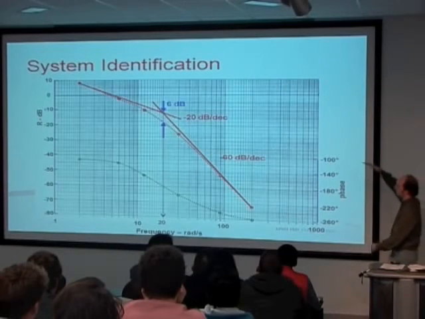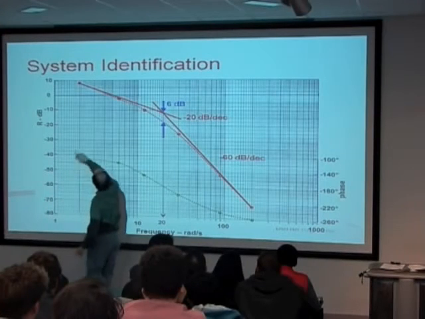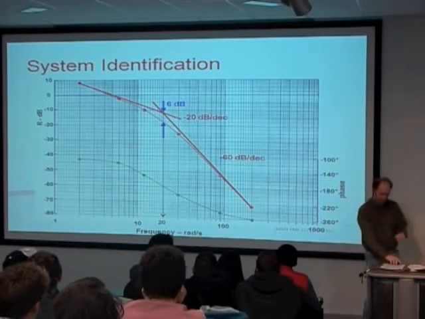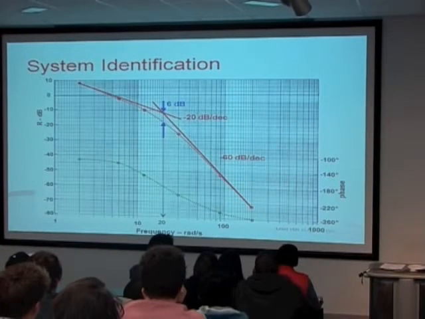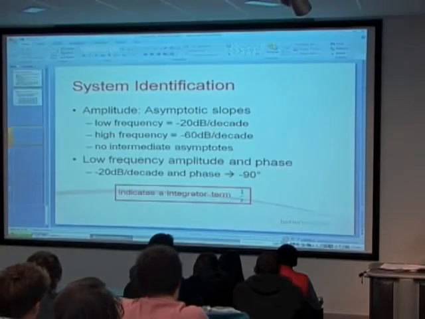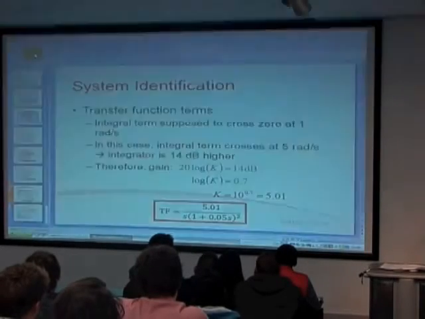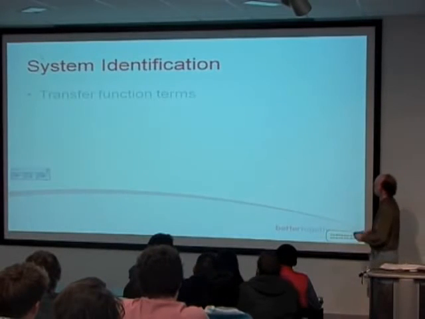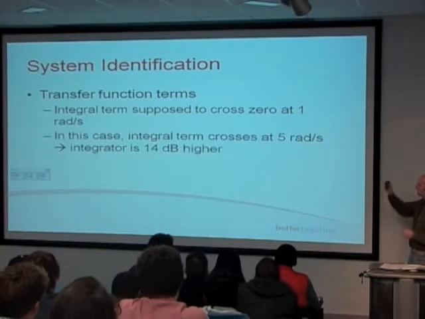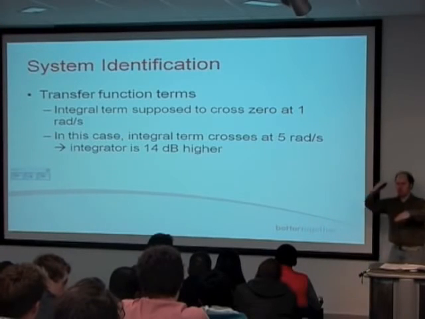And so the gain must have brought the integral term, which would normally cross here, up such that they cross 0 at 5 radians per second. And you can calculate how far up that is. That's about 14 decibels to get it to 5 radians per second. I'm going to jump to the slide. The integral term was supposed to cross at 1 radian per second. In this case, the integral term crosses at 5 radians per second. And so the integrator is actually 14 decibels higher.